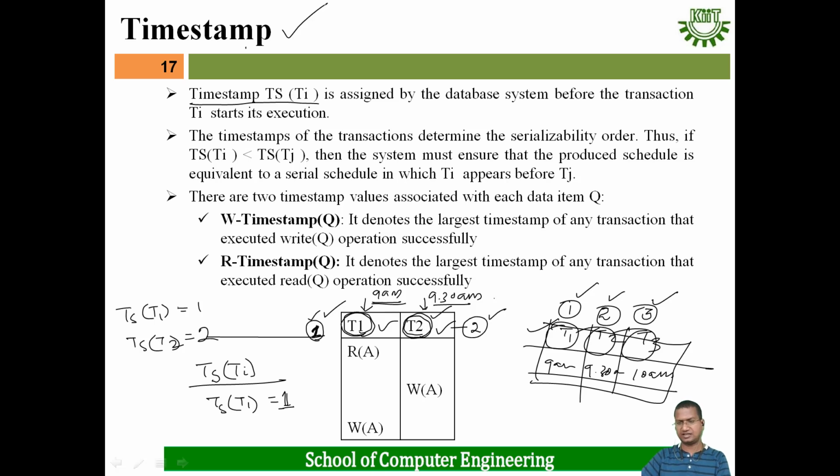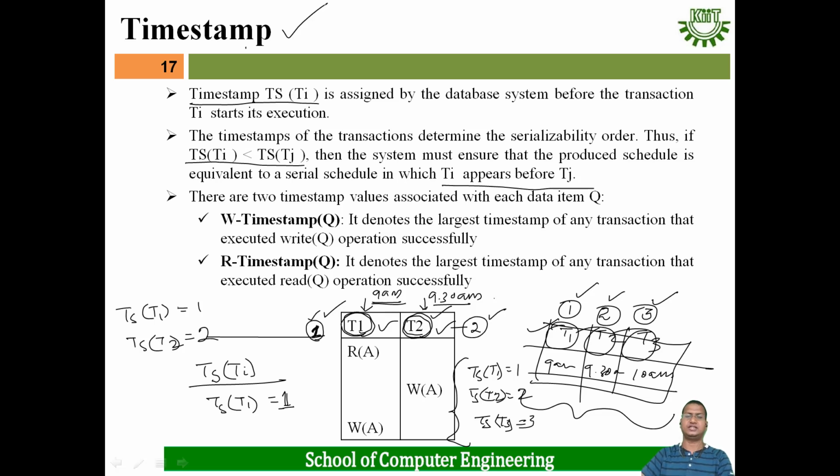In this case, this is another schedule of three transactions T1, T2, T3. Here timestamp of T1 is equal to 1, timestamp of T2 is equal to 2, timestamp of T3 is equal to 3. In this way, we can assign a timestamp to each transaction of a schedule. The timestamp of the transaction determines the serializability order. Thus, if timestamp of Ti is less than timestamp of Tj, then the system must ensure that the produced schedule is equivalent to a serial schedule in which Ti appears before Tj.